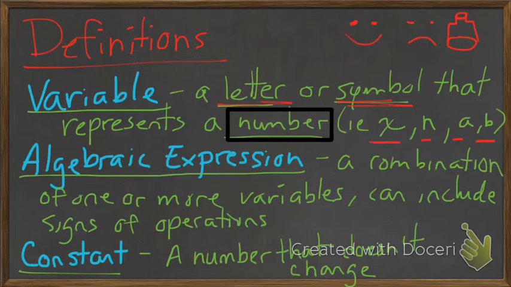Algebraic expressions. A combination of one or more variables. And this can include signs of operations. And remember, our signs of operations are addition, subtraction, multiplication, and division. And a constant is a number that doesn't change. The word constant means the same, right? So that constant will never change.